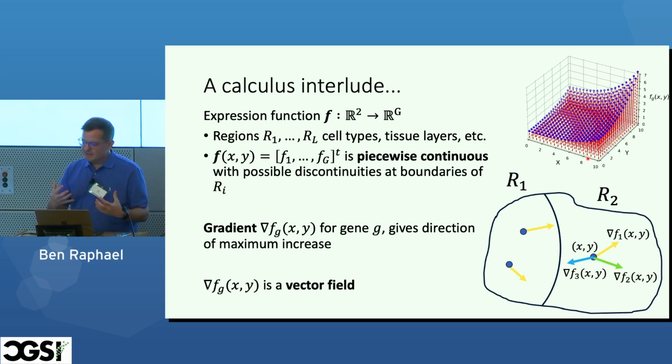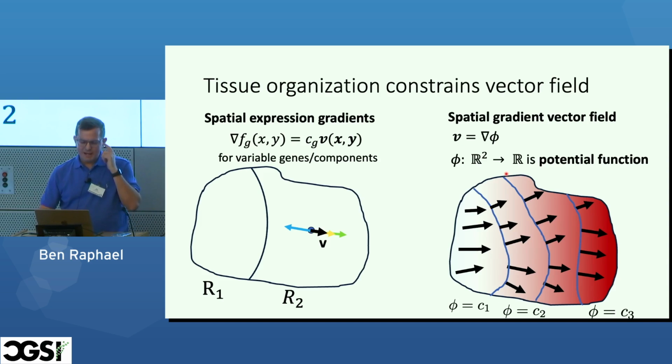So, does the tissue organization impose some constraints on this vector field? And with some mild assumptions, we can see that for genes that are variable genes, marker genes, or if you want to do this with principal components, we assume that their gradient directions are going to line up within that particular location at the point. And then the gradients all together, one way to describe a vector field is as the gradient of this function called the potential function.